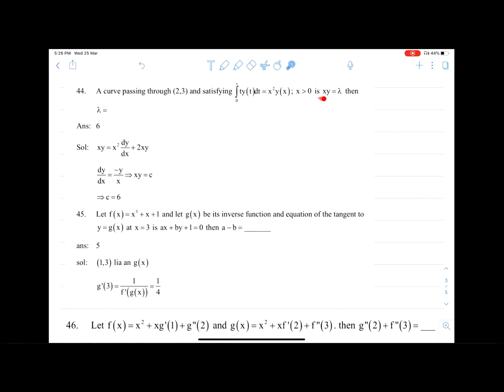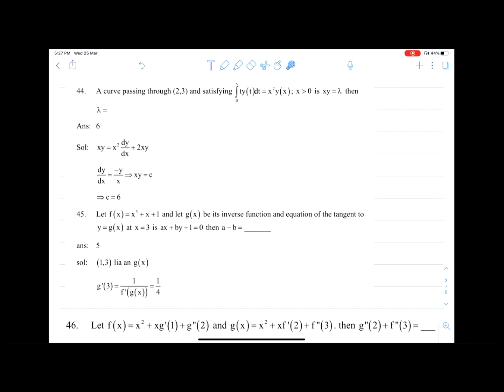Yes, 2 comma 3, you can substitute in this part and you'll get directly lambda is 6. But we'll go for the method again. I'll differentiate this function. If I differentiate this function, what will it be? xy is equals to x square times dy by dx plus x square derivative is 2x into 1. dy by dx into x square is equals to minus xy.